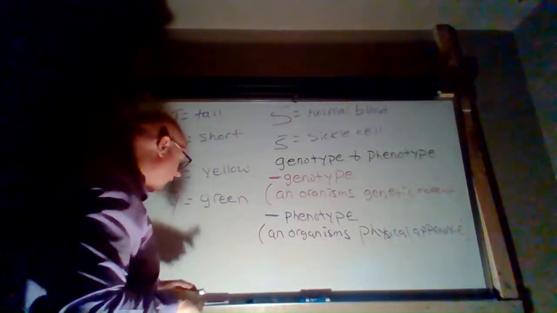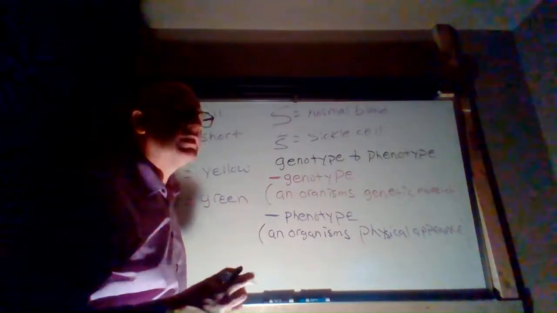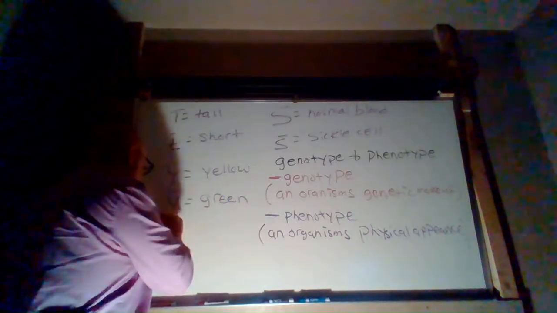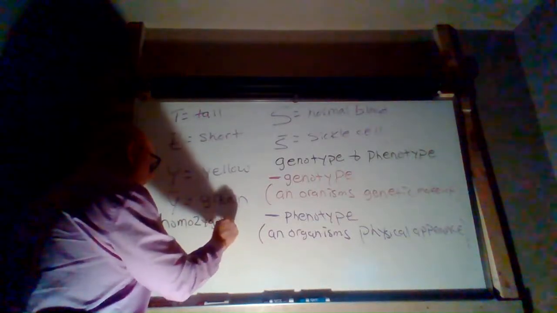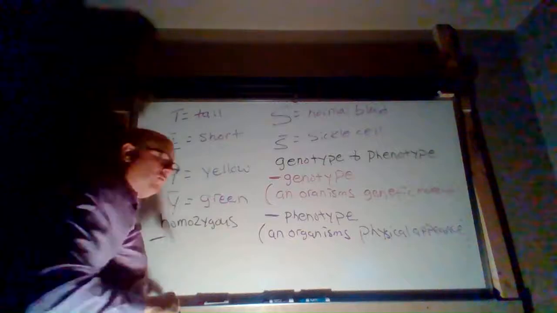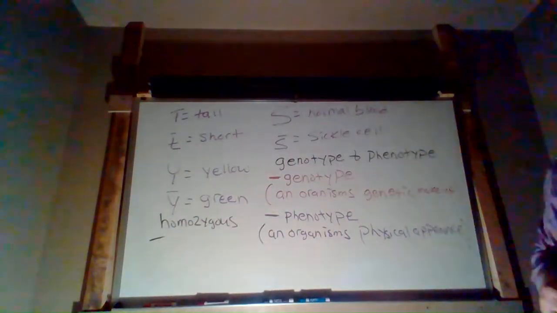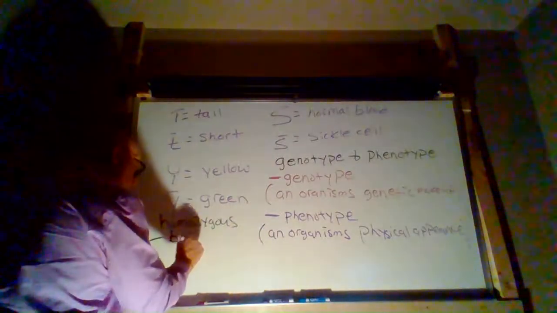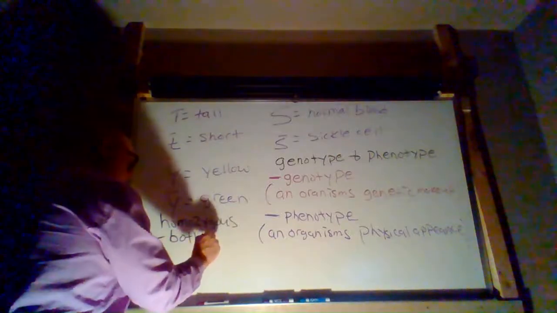And finally, we'll want to wrap up with what it says, homozygous. Okay, homozygous is this, which would mean when both alleles are the same. Okay? Both alleles are the same. That's the simplest way to define that.